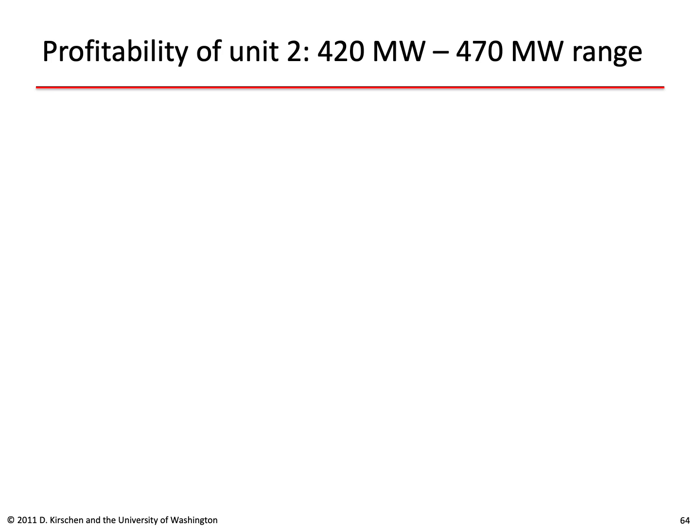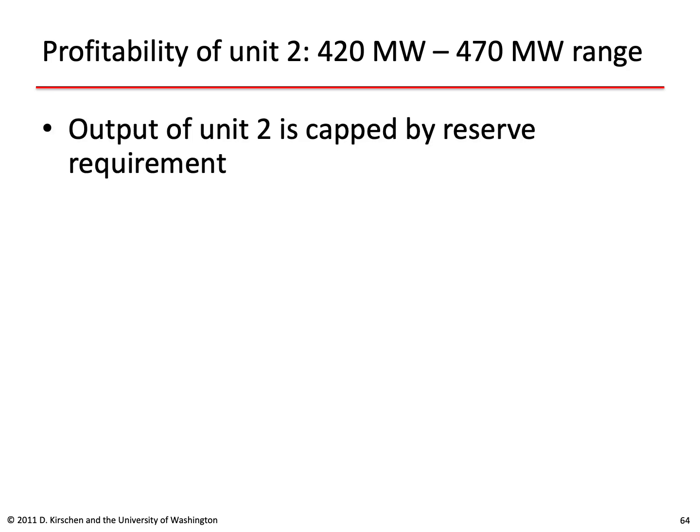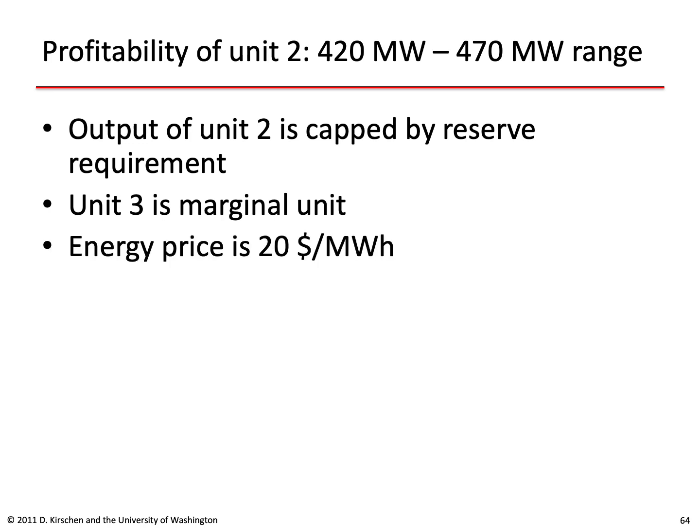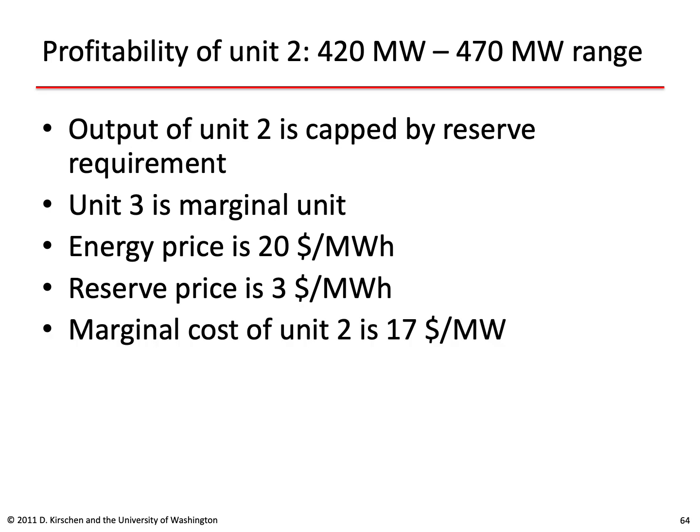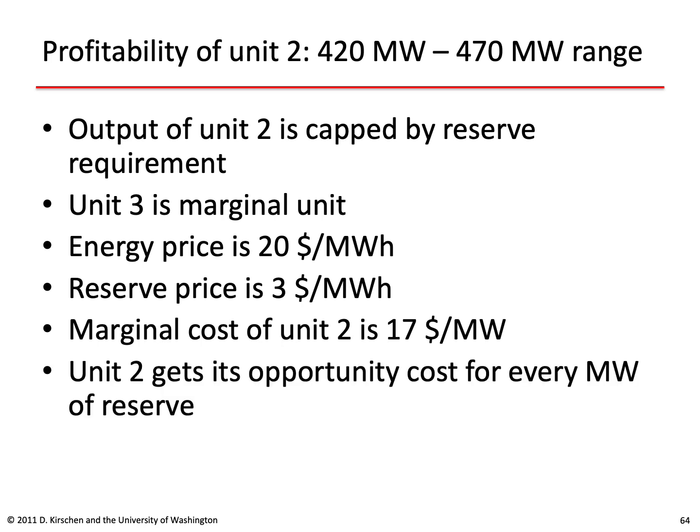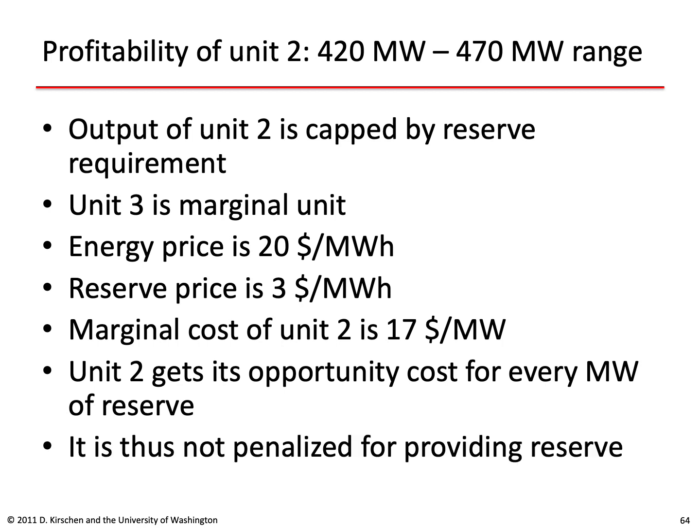Moving on to the range between 420 megawatts and 720 megawatts. Well, we saw that in that range, the output of Unit 2 was capped by the reserve requirement, and that Unit 3 was the marginal unit in terms of production of energy. The energy price was $20 per megawatt hour, and the reserve price was $3 per megawatt hour. The marginal cost of Unit 2 is $17 per megawatt hour. Therefore, Unit 2 gets its opportunity cost for every megawatt of reserve that it provides, and it is thus not penalized for providing reserve rather than energy.